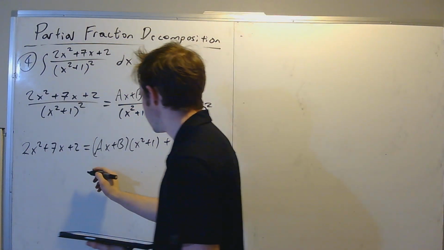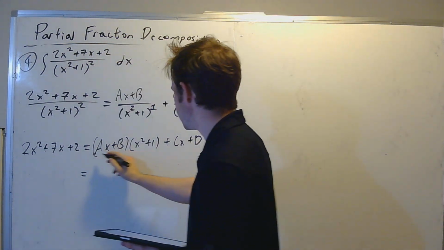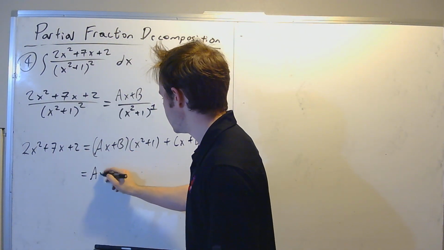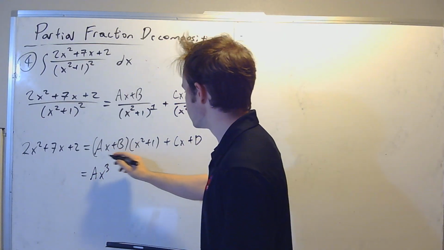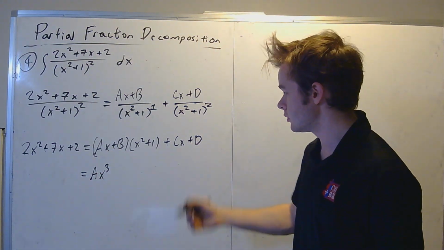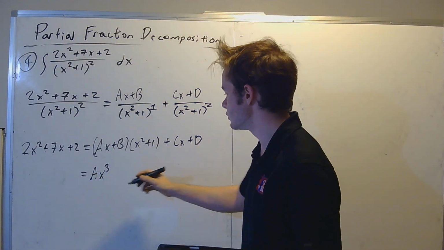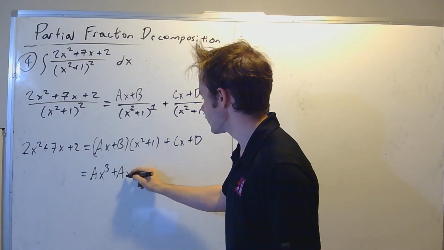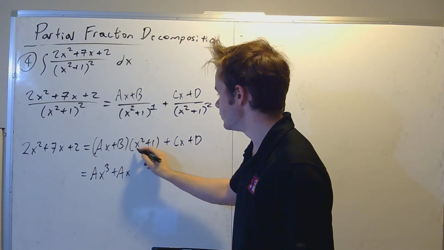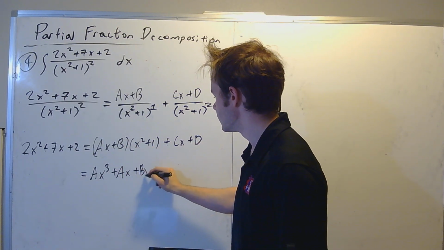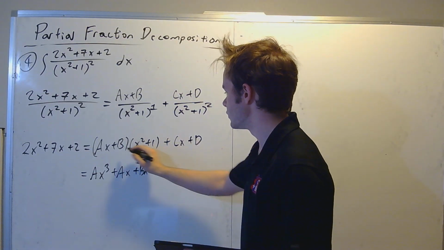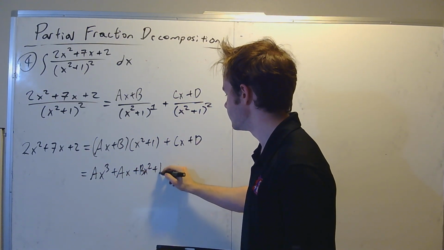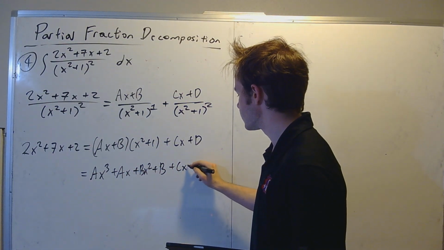So if we do that, we're going to get, so multiply the first two terms, we get a times x cubed. So we're doing FOIL, so first, then outer, so multiply the outer terms, a times x, the inner terms, b times x squared, and then the last term, so b times 1, plus cx plus d.